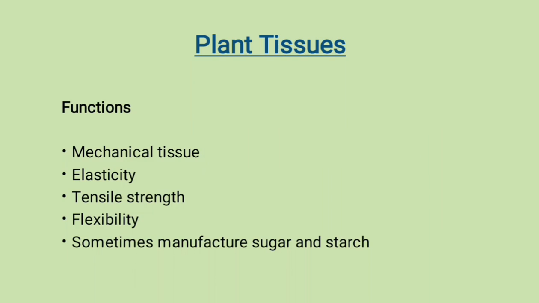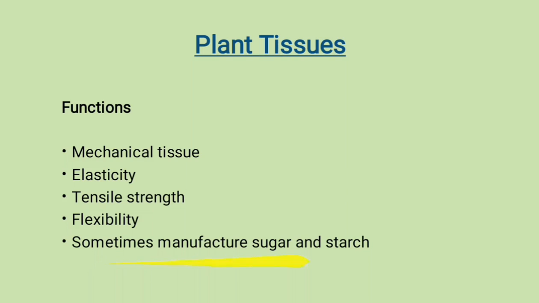Now let's see what are the functions of collenchymatous tissues. It is a mechanical tissue in dicot stems and provides mechanical support and elasticity. Thus, collenchyma provides tensile strength with flexibility to those organs in which it is found. It allows easy bending in various parts of plant leaves or stems without actually breaking them. One of the different features of collenchymatous tissues from the other tissues is that if it contains some chloroplast, then it is able to manufacture sugar and some starch also.